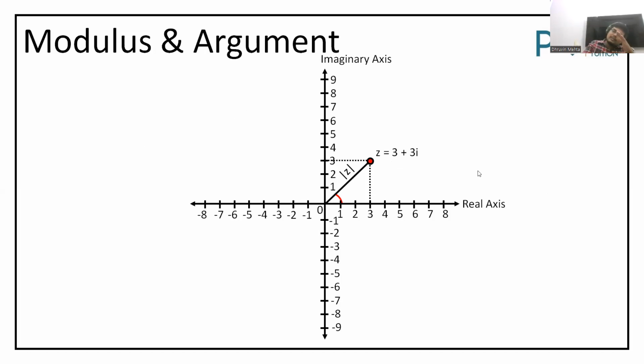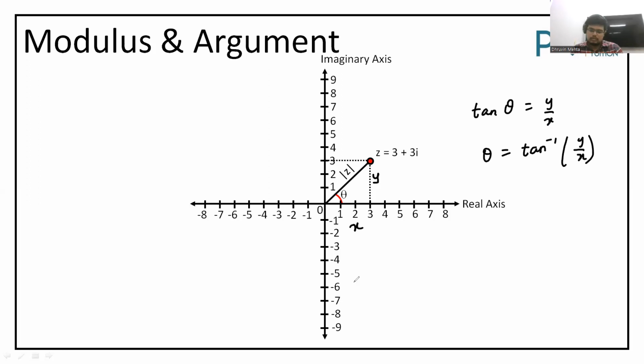Argument is basically, see, if you look at this line joining the point to the origin, that line makes some angle with the positive x-axis. That is argument. अब जैसे इसको अगर हम y और इसको x ले रहे हैं, and this is theta. What is tan theta from here, Arush? Y by X. So if tan theta is y by x, can we say theta is tan inverse y by x? Yes, sir. That's exactly what we have written. So geometrically, this is modulus and argument.